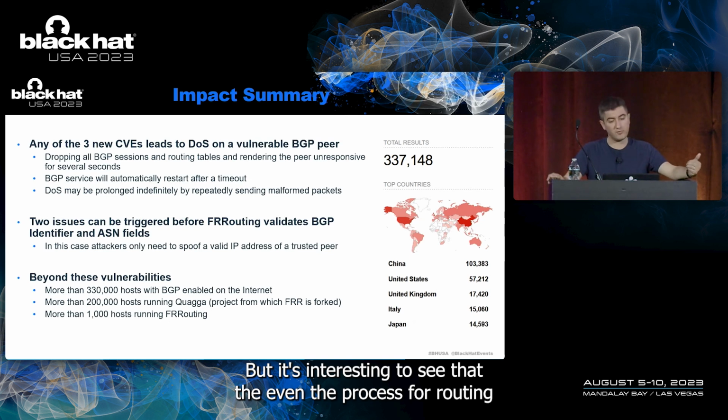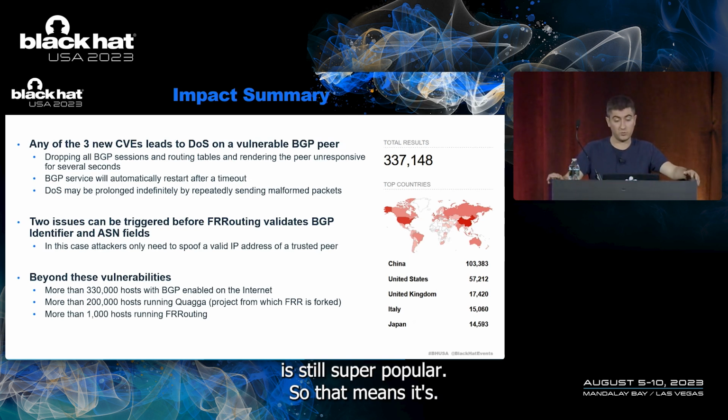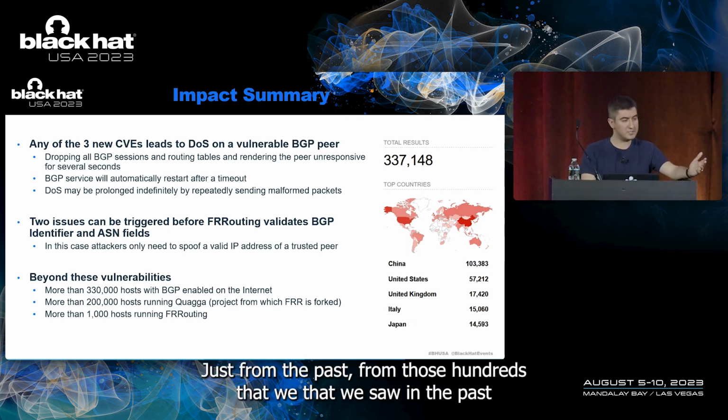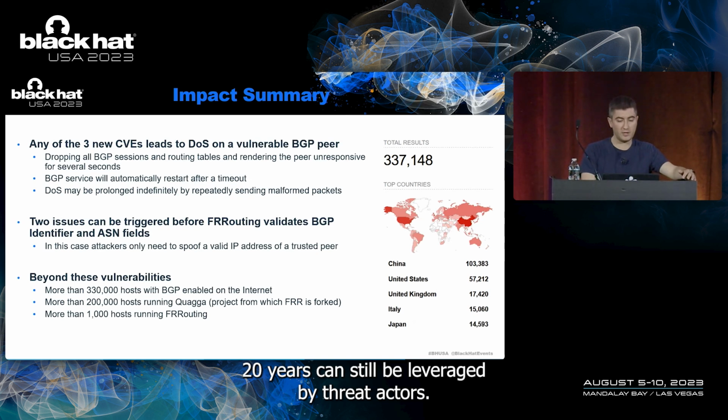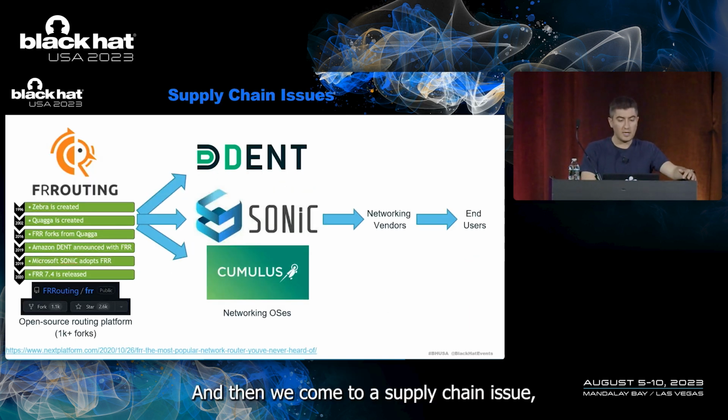But it's interesting to see that even the predecessor of FRRouting is still super popular. That means some vulnerabilities from the past, from those hundreds that we saw in the past 20 years, can still be leveraged by threat actors. And then we come to supply chain issues, right?